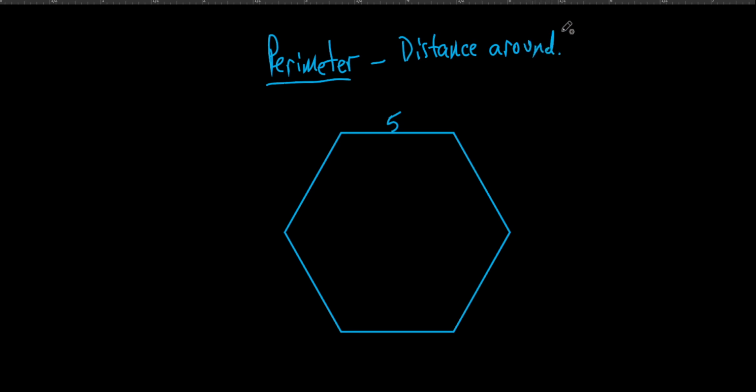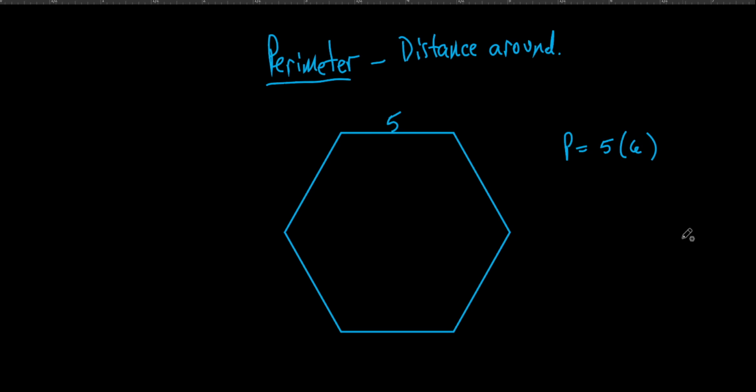A closed figure doesn't have to have straight sides. It could be curved, but we can find the distance around something, the perimeter. So what if I asked you to find the perimeter of this? You just do 5 times 6. That's what I would do.